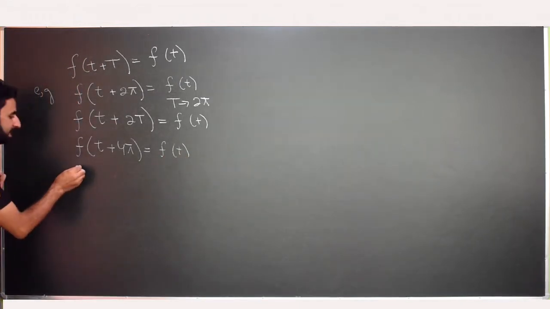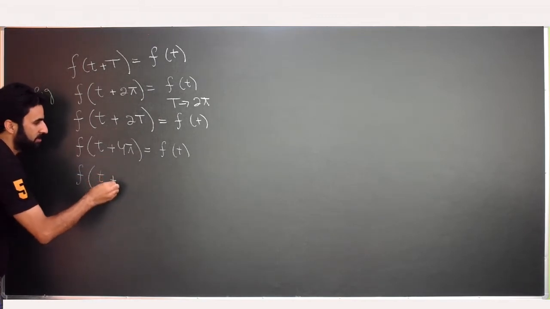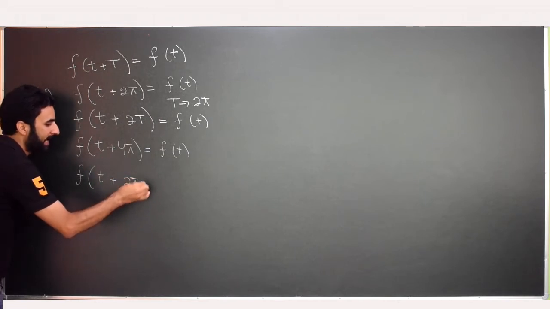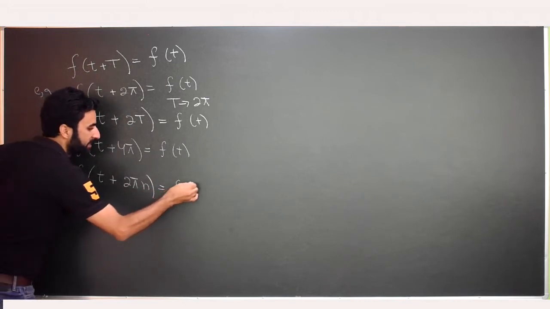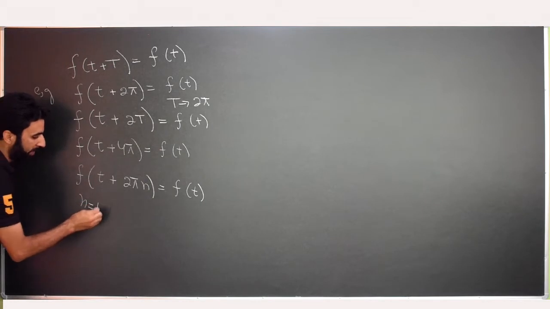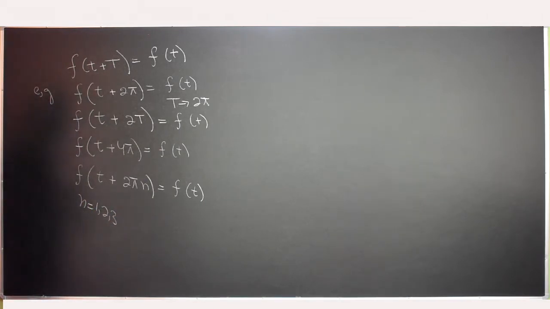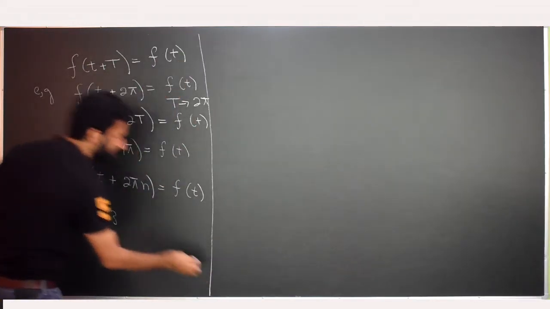In general, we can say it will be f of t plus n times 2 pi, which means 2 pi n. This will be equal to f of t, where n can be 1, 2, 3, 4. So this is essentially how we will define a periodic function.